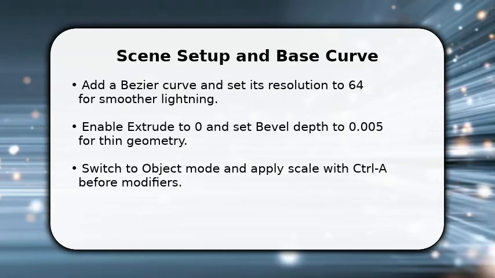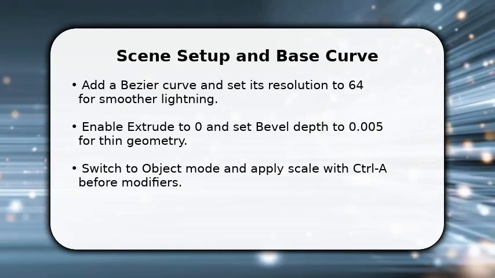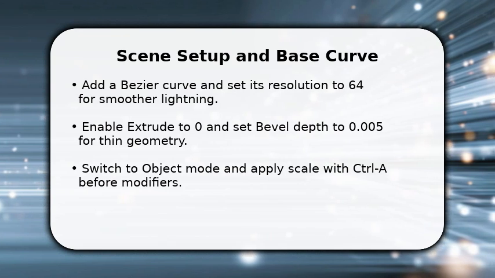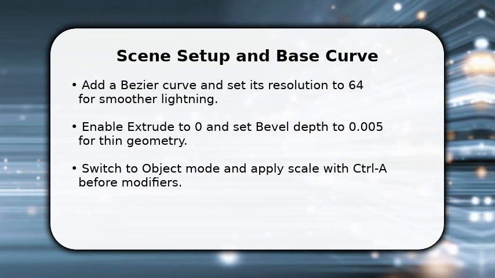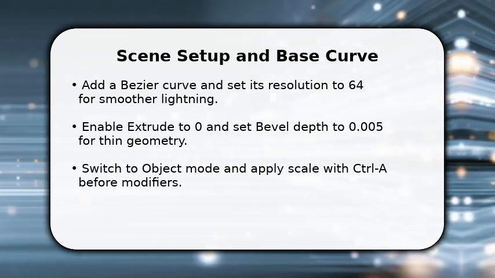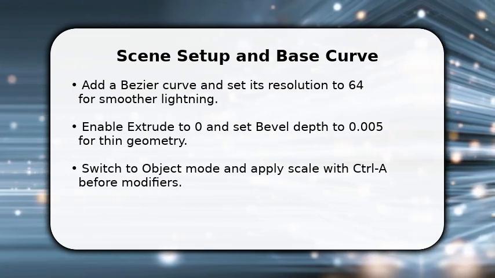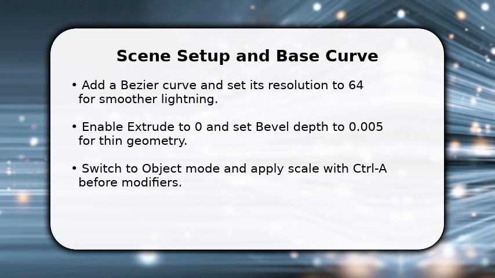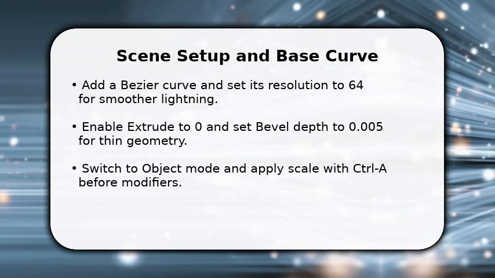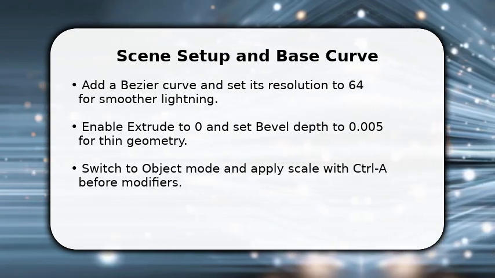Start by opening Blender and creating a new file with an empty scene. Add a Bezier curve and position it along the desired lightning path. In Curve Properties, set resolution to 64 for smoother lightning segments. Set extrude to 0 and bevel depth to 0.005 to get thin conductive geometry.